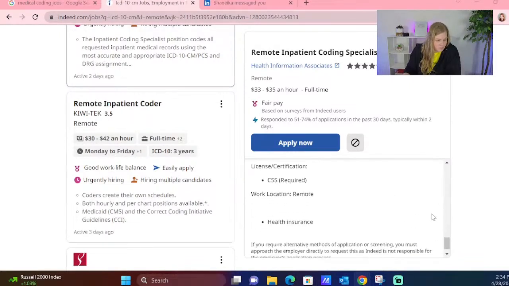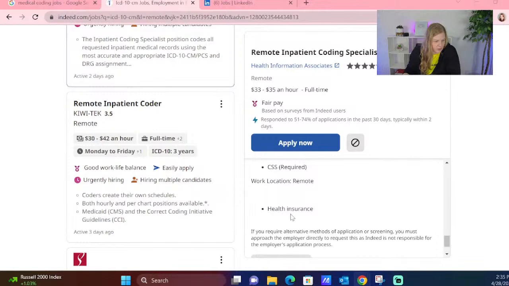So excuse me. License certifications, this particular one is looking for the CCS, and that is required, meaning you have to have the CCS. Some positions will put on their listing that you have to have the CCS within 1 year of employment or 2 years of employment. This one in particular is required. So if you do not have the CCS, I personally, you may have different thoughts, I personally wouldn't apply for this. If I didn't have a CCS, I wouldn't apply for it. Work location is remote and it does offer health insurance.